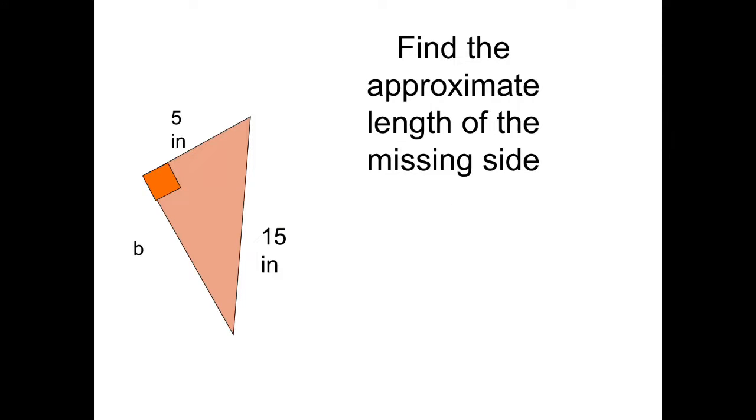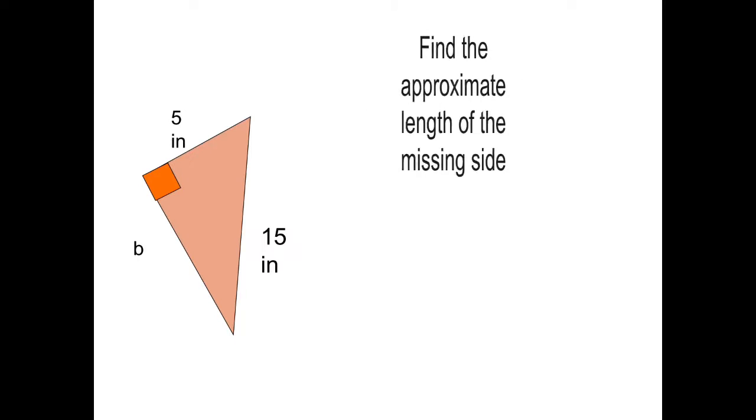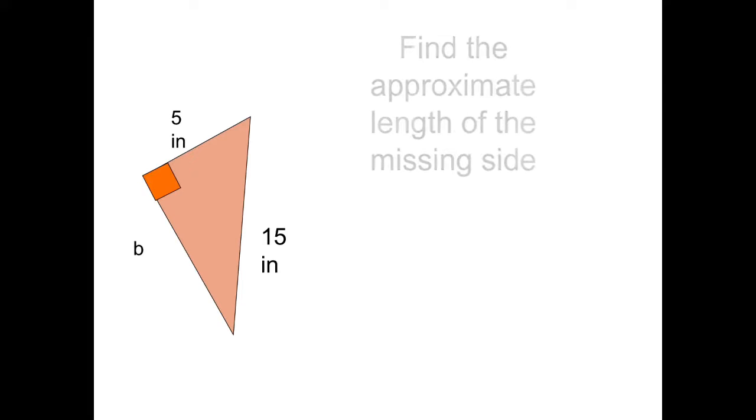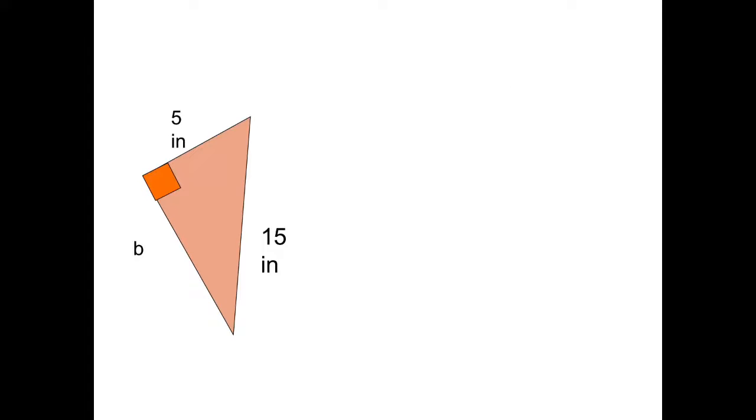In the second one, find the approximate length of the missing side. That word approximate should immediately tip you off that this is probably not going to be a perfect square root. But let's find out anyway. Now, how do we know that 15 inches on the side right there of the triangle is not a leg? We know this because it is not connected to, and it is across from the right angle, which is what makes the hypotenuse, which in this case is going to be labeled C for our purposes.